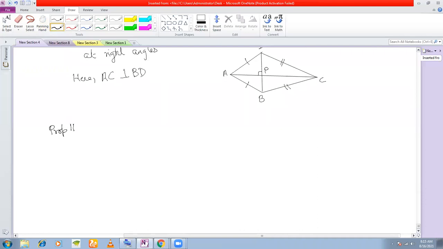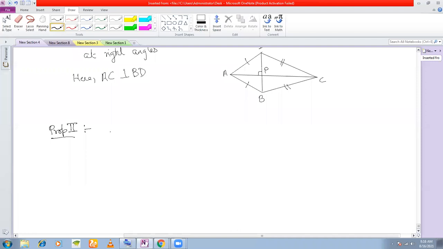Now listen to this property very carefully, okay? Sir, all the four angles that are formed after intersecting are 90 degree. Yes, one angle is 90 degree. If two lines intersect, and if one angle is 90 degree, then all of the angles have to be 90 degree because they are vertically opposite. Okay.